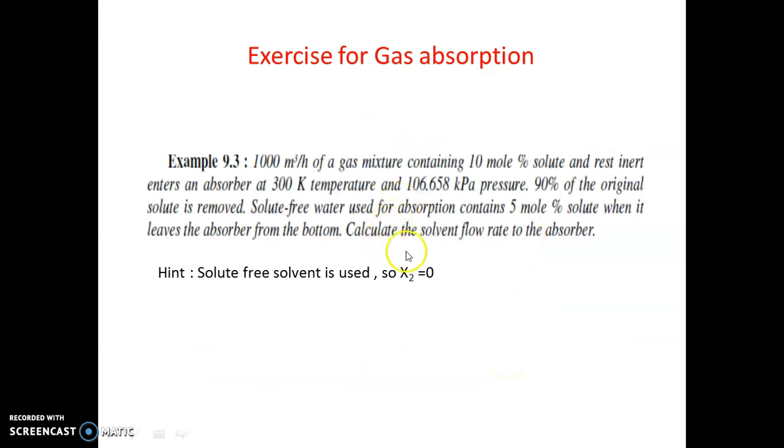Then I will give one problem for practice. So here this is the problem. 1000 meter cube of a gas containing 10 mole percent of solute and the rest inert enters an absorber at 300 Kelvin temperature, and this is the pressure, and 90% of the original solute is removed. Solute free water is used. The absorption column contains 5 mole percent solute when it leaves the absorber from the bottom. Calculate the solvent flow rate to the absorber.